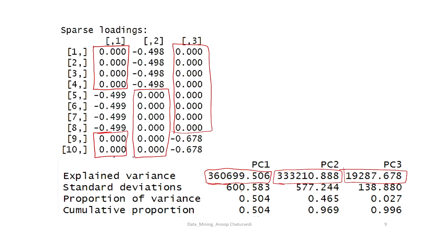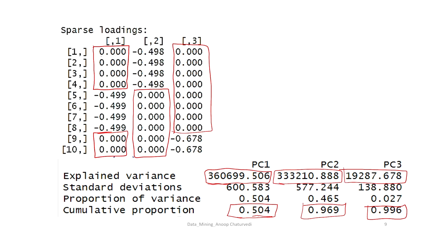Then you consider the standard deviations also, and proportion of variance. Proportion of variance gives you more clear picture, or cumulative proportion of variance also gives you more clear picture. Say, on the basis of first principal component, you are able to explain around 50% of the variation. Just on the basis of first 2 principal components, you are able to explain almost 97% of the variation. And then, if you consider all the 3 principal components, then you are able to explain almost 99% or almost 100% actually of the variation. That is why I have not given here the results beyond principal component 3.